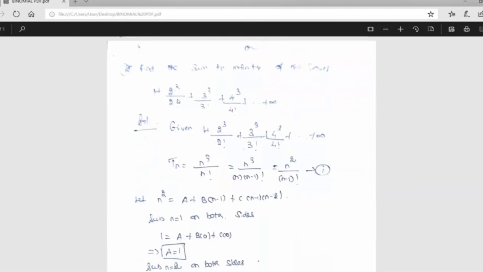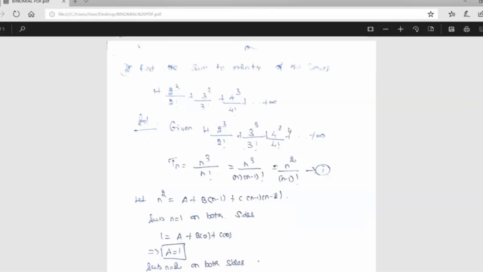So this is a type of problem. Now we can see the next type of problem. Find the sum to infinity of the series 1 plus 2 cube divided by 2 factorial plus 3 cube divided by 3 factorial plus 4 cube divided by 4 factorial till infinity. You have been given the term like this, and similar to your previous problem, you have to generalize your numerator term.